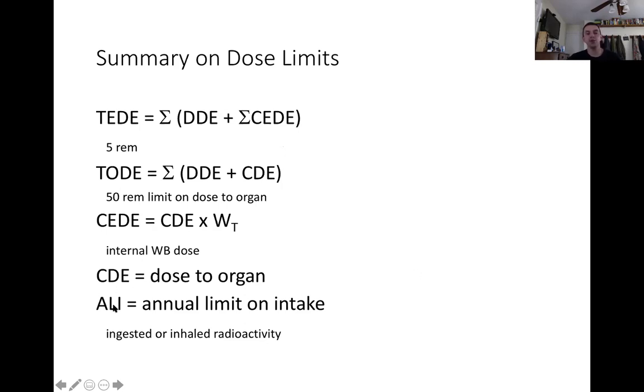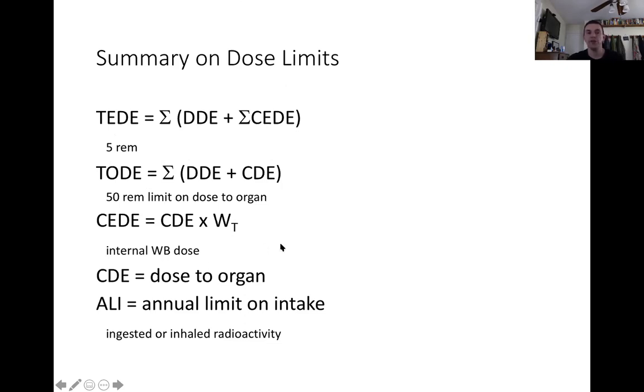And then remember the annual limit on intake, ALI. That's a value, an activity for specific isotopes. Every isotope has a different ALI, but it would be the amount of that isotope that needs to be ingested or inhaled to hit one of these limits. If it's something like a radioiodine that selectively goes to the thyroid, it'll generally be an activity that gives you a thyroid dose of 50 rem. But a lot of other isotopes have just an activity that will give you a whole body dose of 5 rem. And these are found under 10 CFR 20 Appendix B.